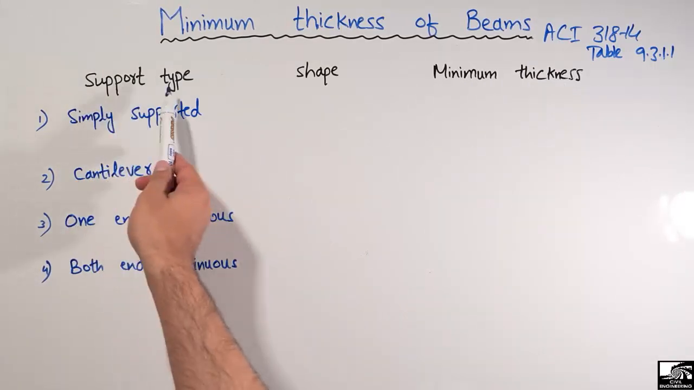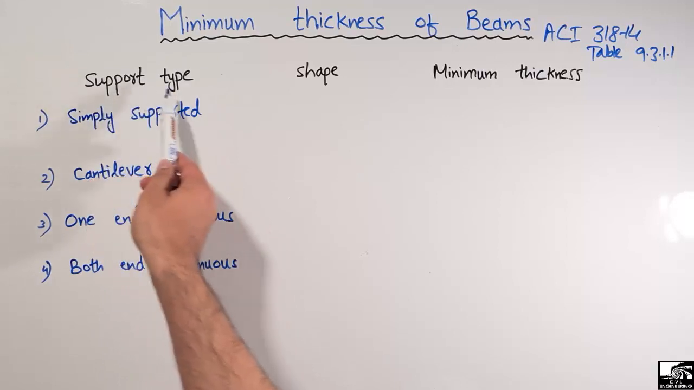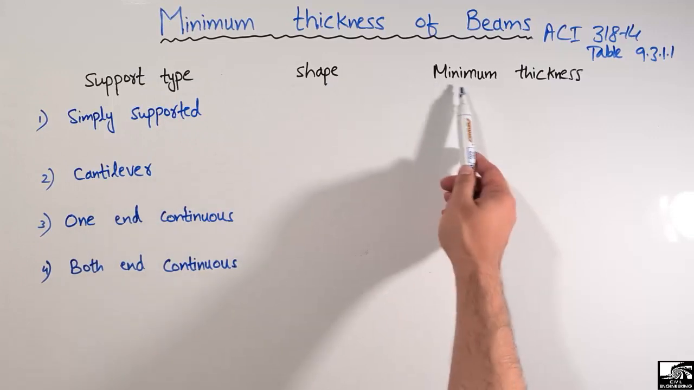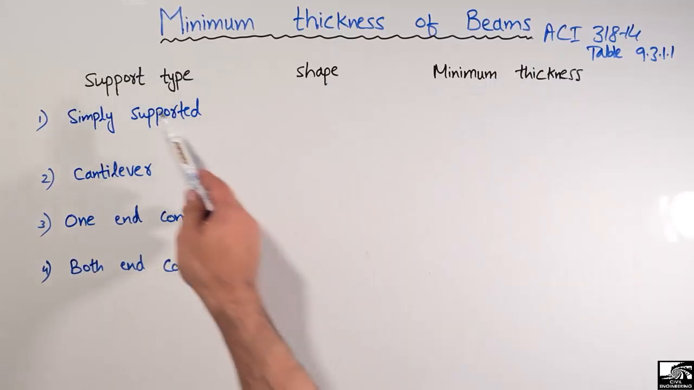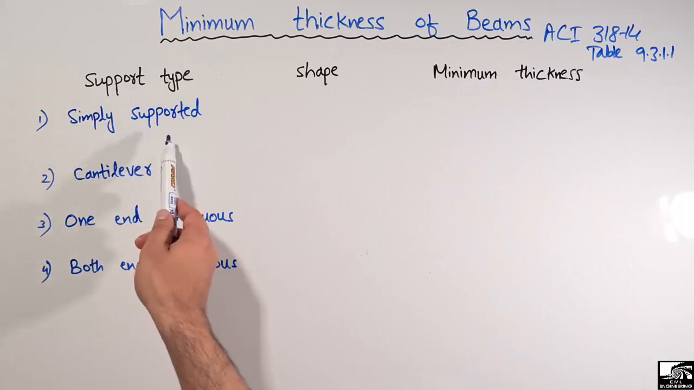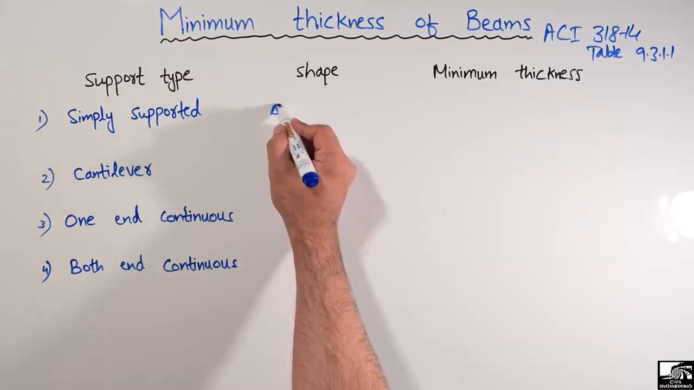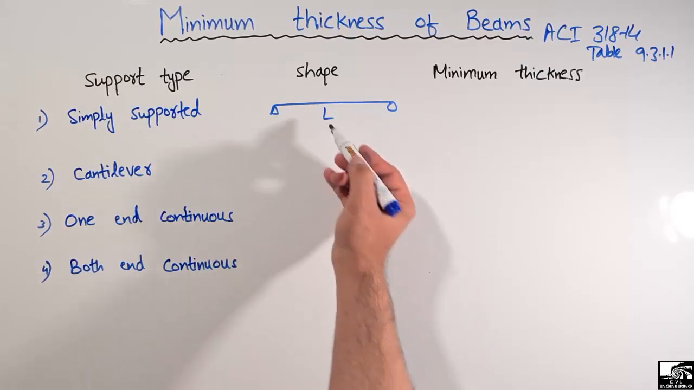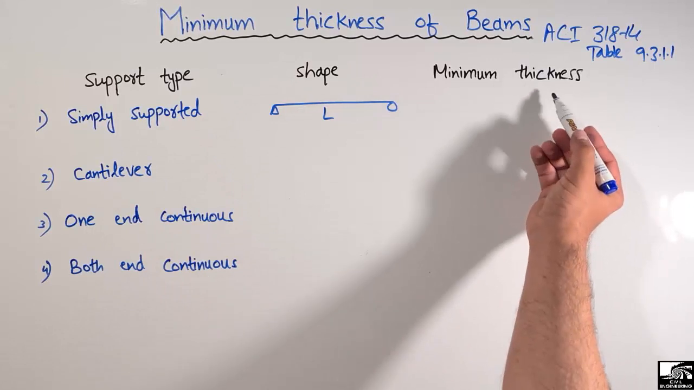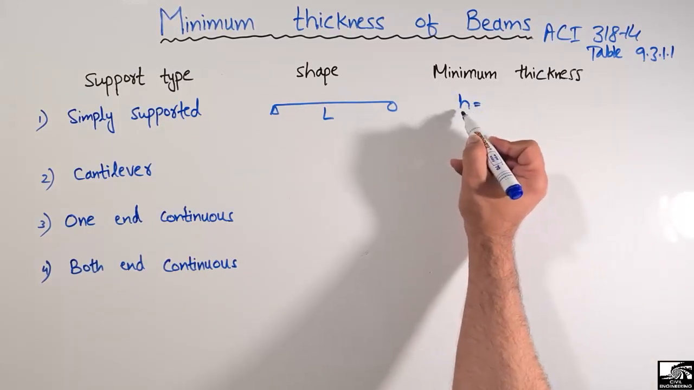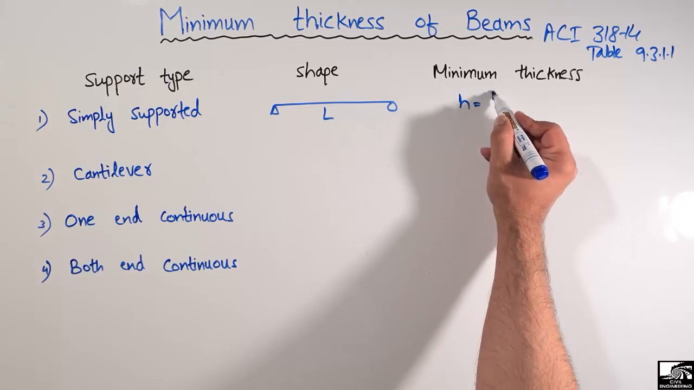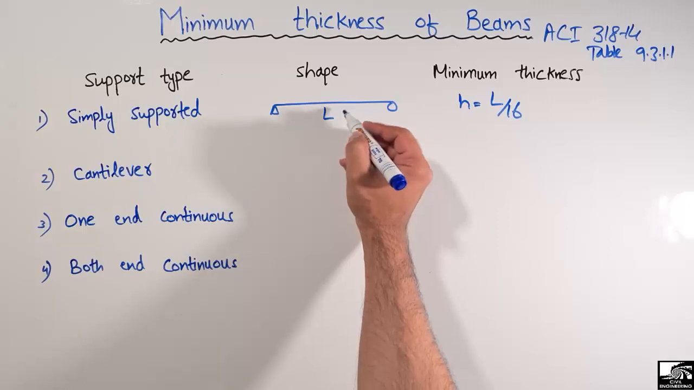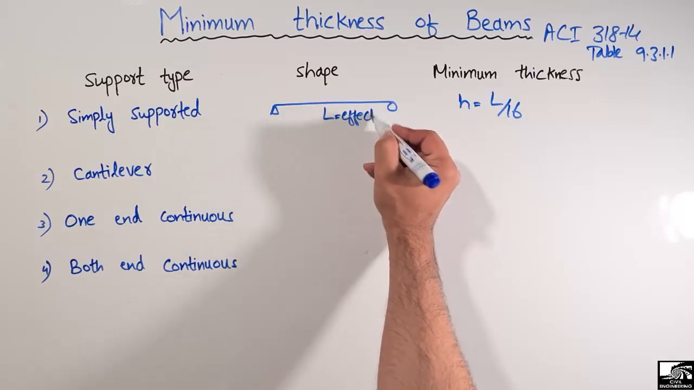So let's consider the table. The first column shows the support type, which type of beam it is, and the shape. The second and third columns show the minimum thickness for each type of beam. Now, for a simply supported beam of length L, where L is the effective length of the beam, the minimum thickness or depth H of the beam will be L by 16, where L is the effective length.